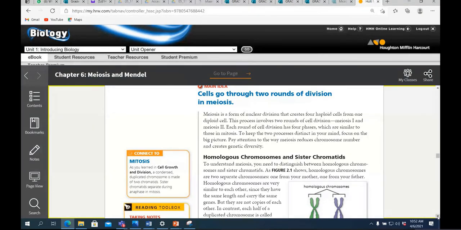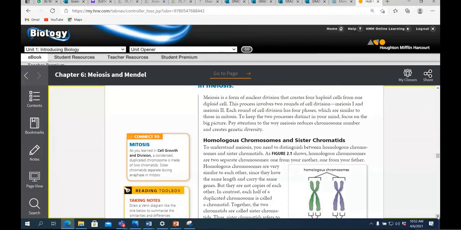Yes. So how it happens is what we are going to discuss now. So meiosis is a form of nuclear division that creates 4 haploid cells from 1 diploid cell. Why are we saying 1 diploid cell over here? When 1 nucleus from the sperm cell and 1 nucleus from the egg cell fertilize together, we get 1 diploid cell. Isn't it? So meiosis further divides this diploid cell, you can say the zygote, in order to produce 4 haploid cells. So this process involves 2 rounds of cell division, meiosis 1 and meiosis 2.